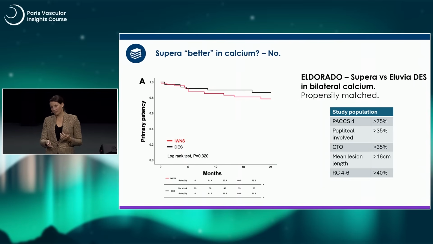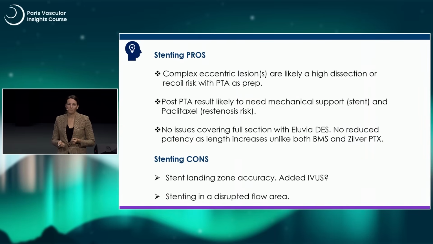Well, there's this Japanese study, the Eldorado study. So it's not a randomized control trial. It's a propensity match score. But still, no significant difference between the two. So I suppose Supera is going to do the same or a bit less, but no significant difference again, versus DES with the Eluvia stent.